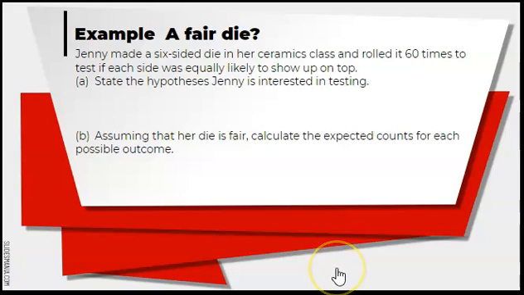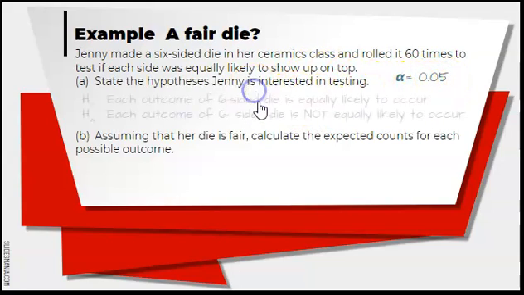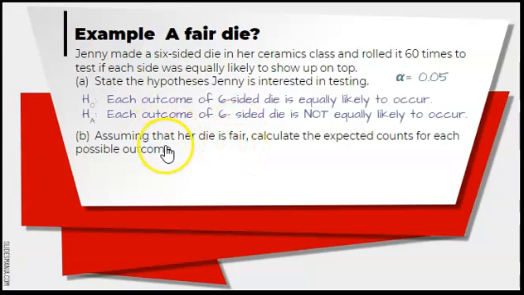So let me walk you through one of these tests. Jenny made a 6-sided die in her ceramics class and rolled it 60 times to see if each side was equally likely to show up on top. Part A: state the hypothesis Jenny is interested in testing. Well, she wants to know if her die is a fair die, right? We're going to use an alpha of 0.05, since it's not stated, that's our default. My null hypothesis would say each outcome of a 6-sided die is equally likely to occur. That's the definition of a fair die, and that's what we're testing. The alternative is that each outcome of the 6-sided die is not equally likely to occur.